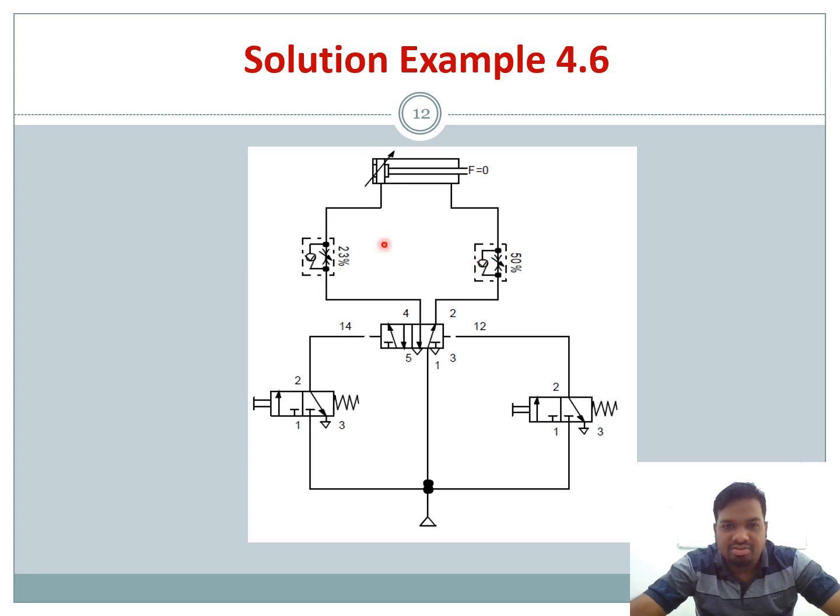Okay, sorry, it will be opposite. So when it extends, it will be 50%, and when it retracts, it is 23%. You always see where the remaining air will move. When it extends, the remaining air will be pushed through this part. So extension speed is 50% and retraction speed is 23%.